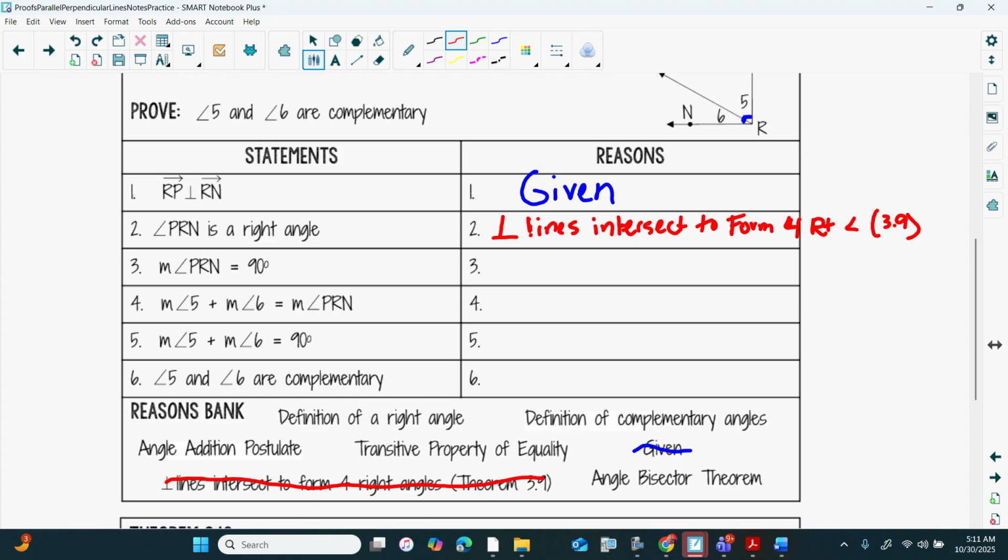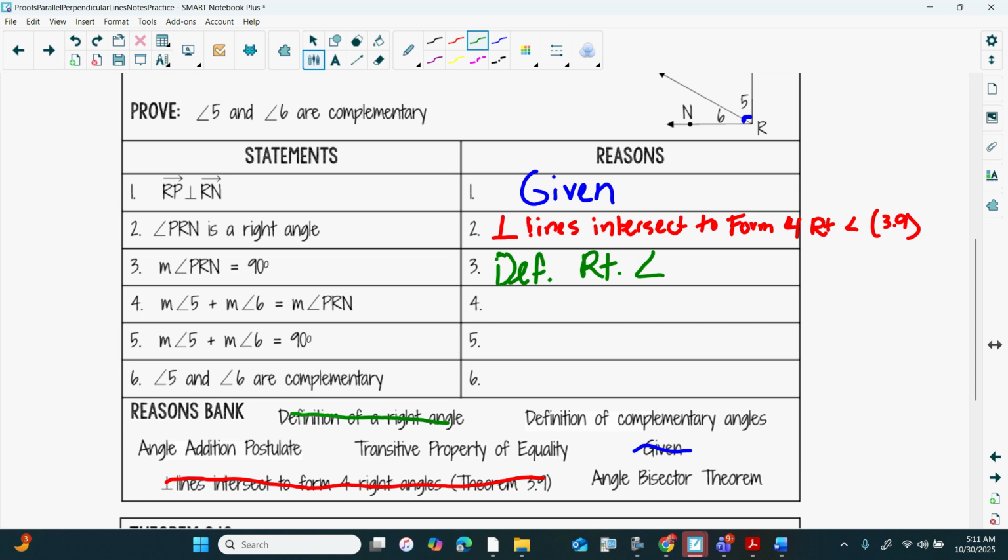Now, if I know I have four right angles, to be a right angle means you're going to have a measure of 90, right? So now I'm stating that this angle that we know is right equals 90. And let's see if we can recognize a possible reason for that. Exactly. Definition of right angles. So we're going to put that in. Definition, I'm going to abbreviate that, of a right angle, abbreviate right as well.